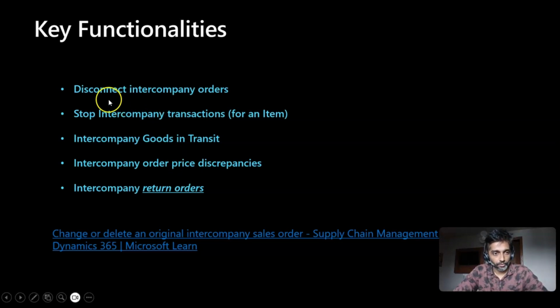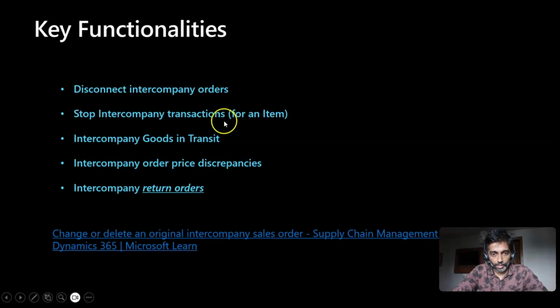So first option which we are going to see is disconnect intercompany orders. During your business operations, there may be multiple scenarios during which you need to disconnect the intercompany chain, whether it is 2-leg, 3-legged, or multi-legged. And there is a functionality in Dynamics 365 which will help you to disconnect the complete intercompany order chain.